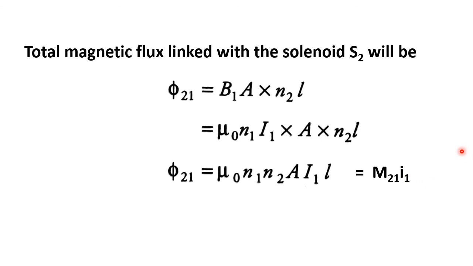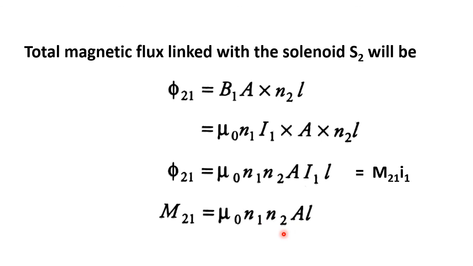Now if I1 on both sides gets cancelled, then the coefficient of mutual induction between the two coils equals mu naught N1 N2 A L. So this is in terms of the number of turns per unit length.